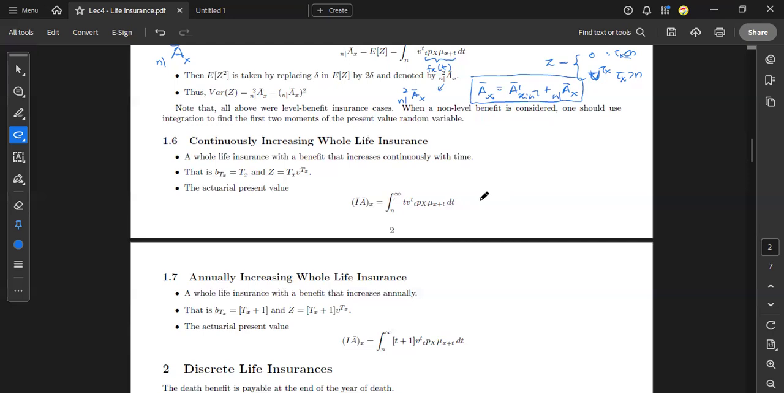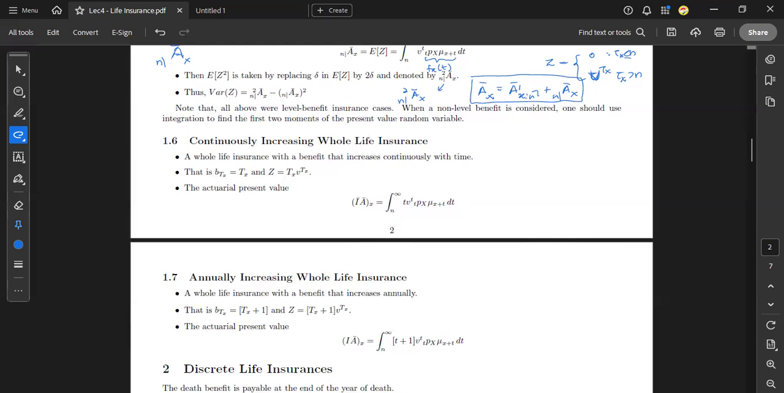You multiply it by 2.5% and add it to the base. That means the benefit will be 102.5% at the point of death. So in that case, we cannot discretely sum up things. So it's easy to integrate using the fundamentals.